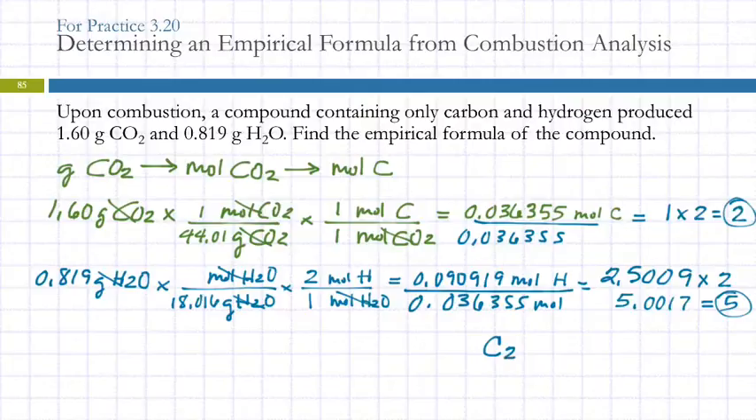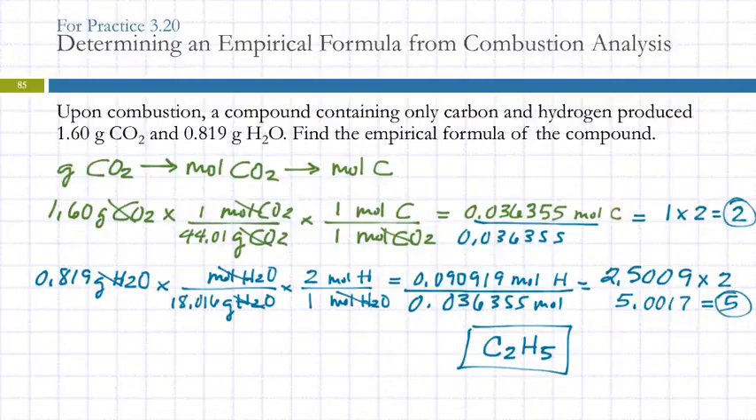So these are the coefficients for my elements. So the carbon has a subscript. They're not coefficients, they're subscripts. These are the subscripts for my elements. Carbon has a subscript of 2. Hydrogen has a subscript of 5. That's the empirical formula, C2H5. Any questions?